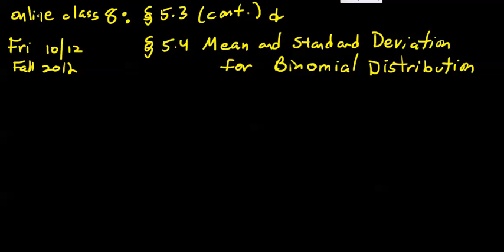We're going to talk a little bit more today about section 5.3, and also go on to section 5.4, which of course is entitled Mean and Standard Deviation for the special case of the binomial distribution. We'll see today that the formulas developed in section 5.2 can be greatly simplified in section 5.4. Again, that's only if you can justify having a binomial distribution.